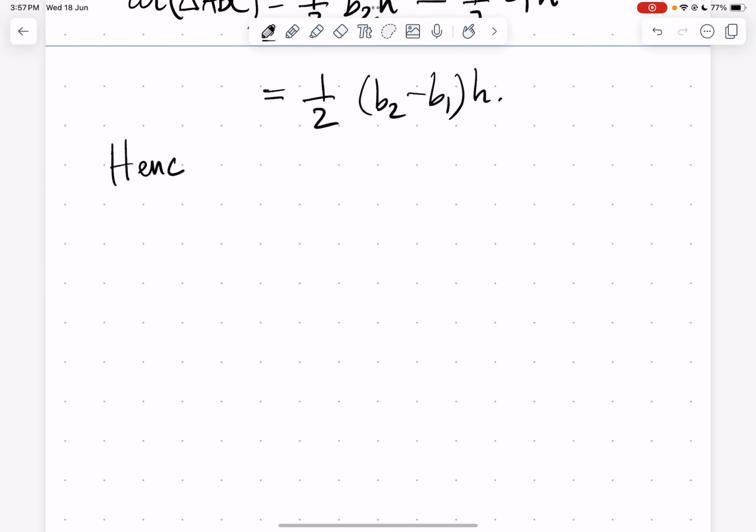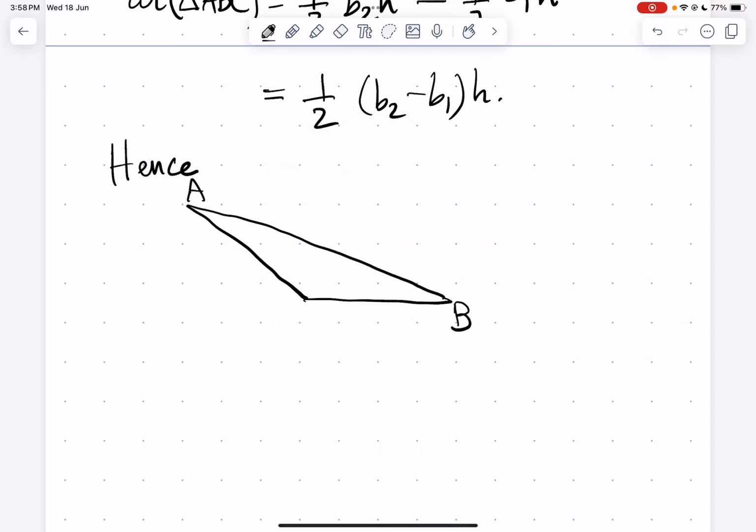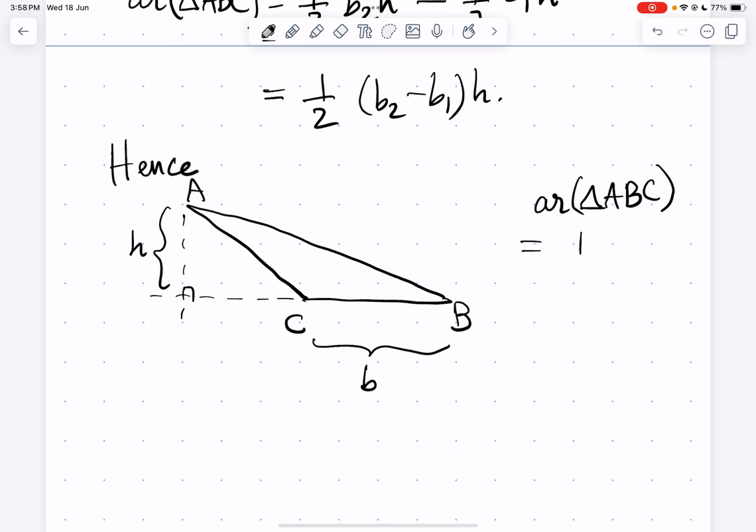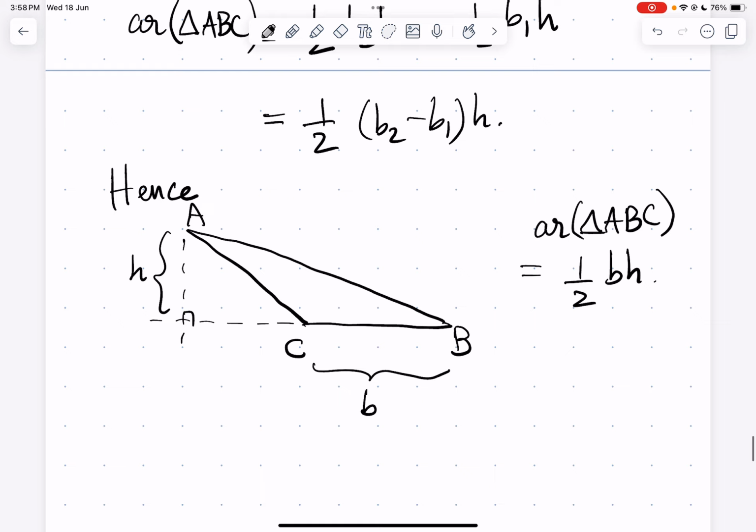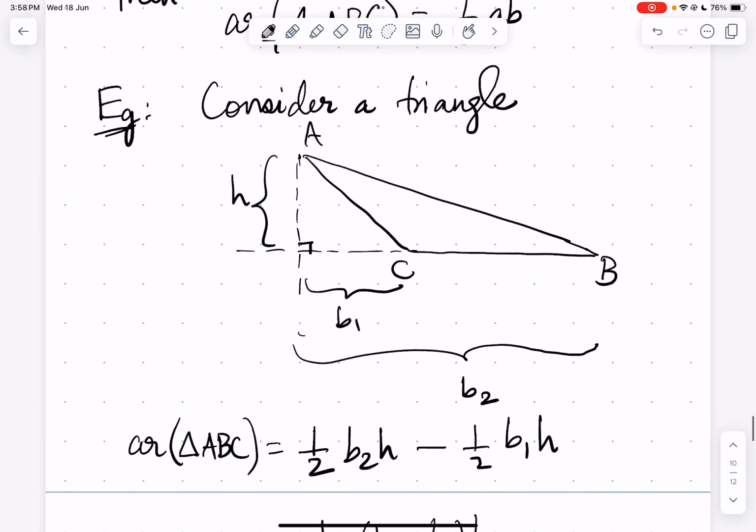Hence, in this triangle, if we call H the height and this length to be the base B, the area of the triangle ABC is half BH, right? So in this situation the area of the triangle ABC is half base times height.